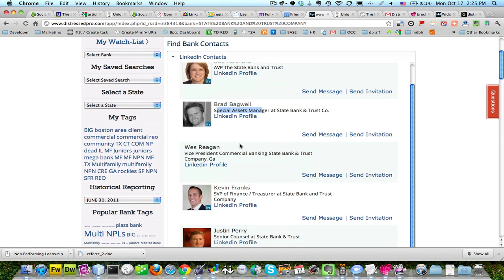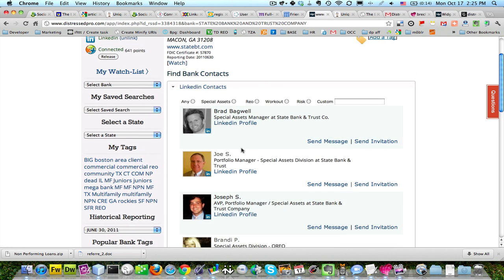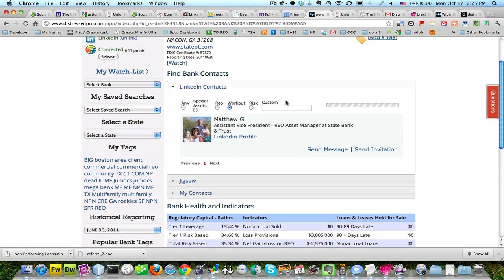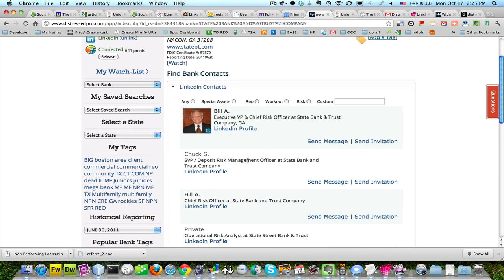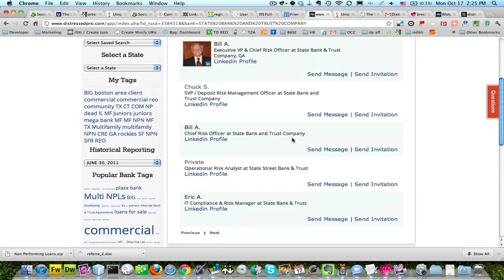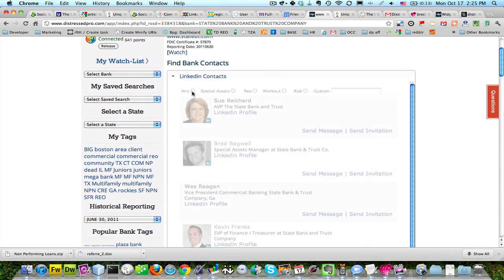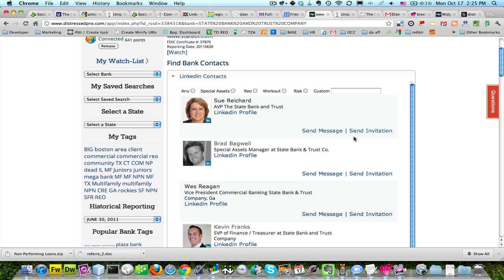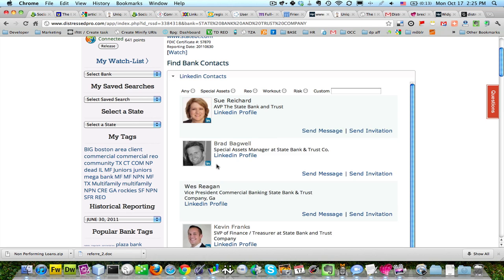If you don't see what you're looking for right away, you can try some of these predetermined searches. They'll give you special assets, REO, or workout, and risk professionals at the bank. Okay, and these are some of the main folks that you'll talk to if you're looking for non-performing assets in REO. So if you want to send them a message, or you want to send them an invitation to connect with you on LinkedIn, you can do it right there, and that's great.